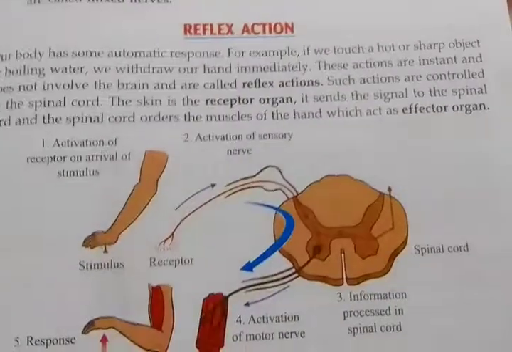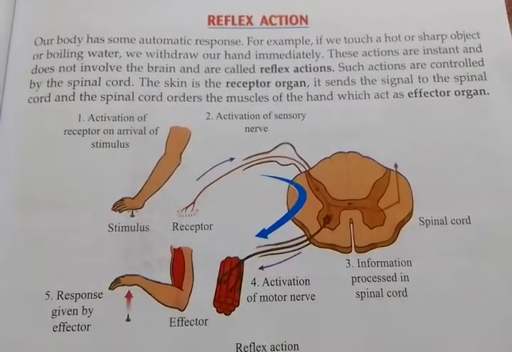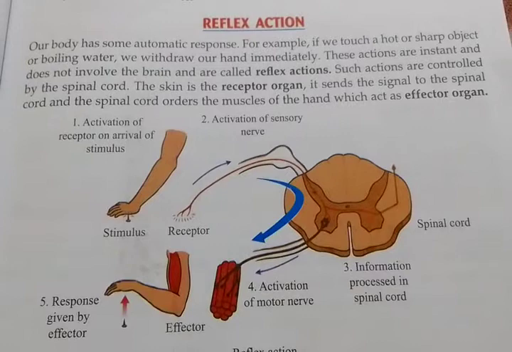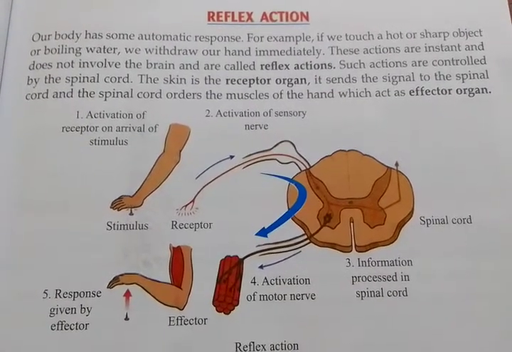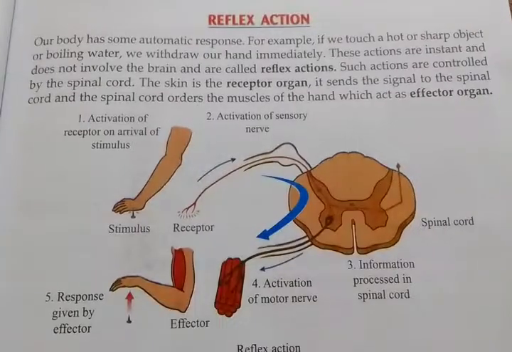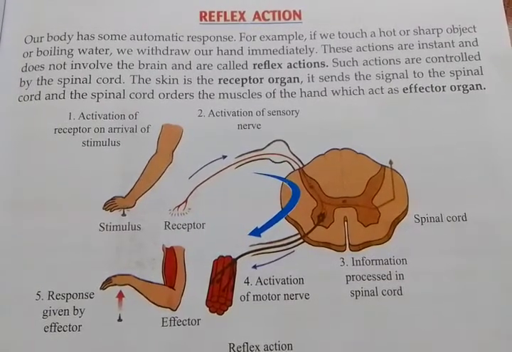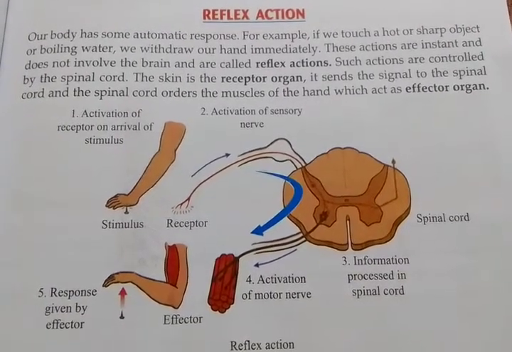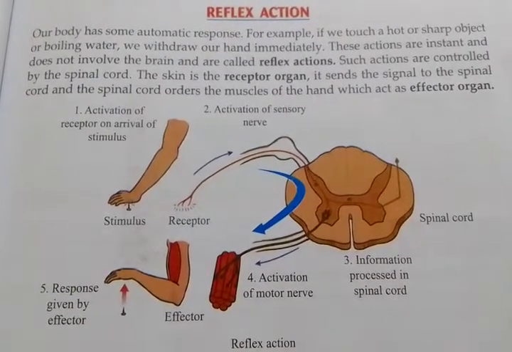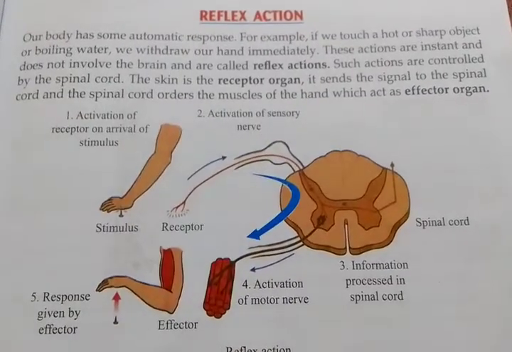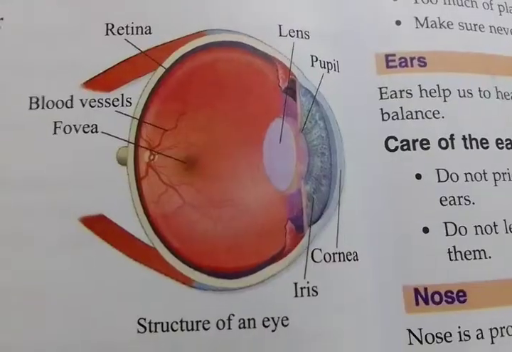Now, reflex action. Our body has some automatic responses. For example, if we touch a hot or sharp object or boiling water, we withdraw our hand immediately. These actions are instant, do not involve the brain, and are called reflex actions. Such actions are controlled by the spinal cord. The skin is the receptor organ. It sends the signals to the spinal cord and the spinal cord orders the muscles of the hand, which act as an effector organ.